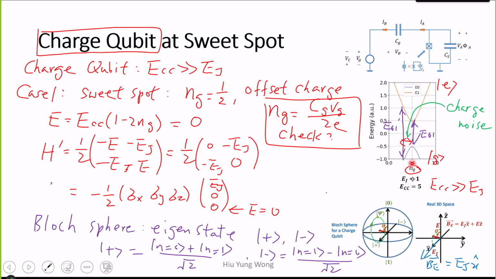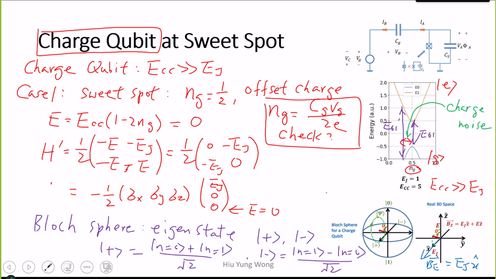If it is not 0.5, let's say it shifts to here, then this is the energy difference between these two states. Right? The energy changes a lot. So if I am not able to control Ng equal to 0.5, let's say it's 0.05, 0.49, then the qubit frequency is going to be on the side, instead of this middle one.